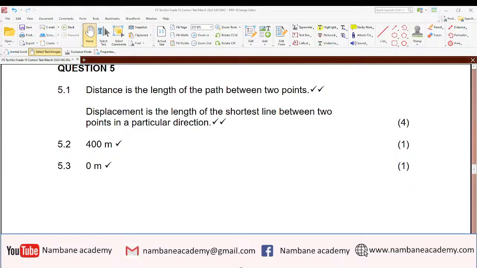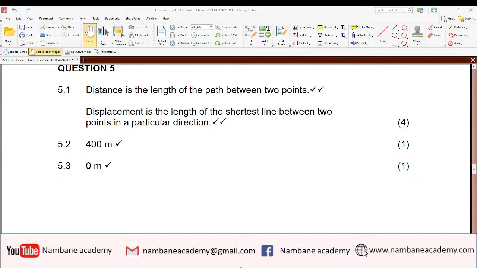Furthermore, calculate the total distance of one lap. The total distance of one lap, ladies and gentlemen, is 400 meters. AB 100, DC 100, and these other two sides must now be completed in terms of 100, 100. That will give you now 400 meters.